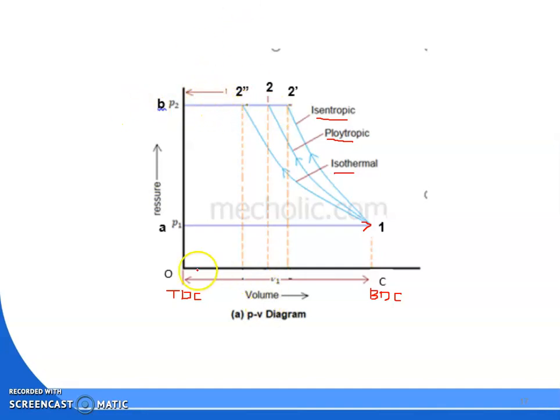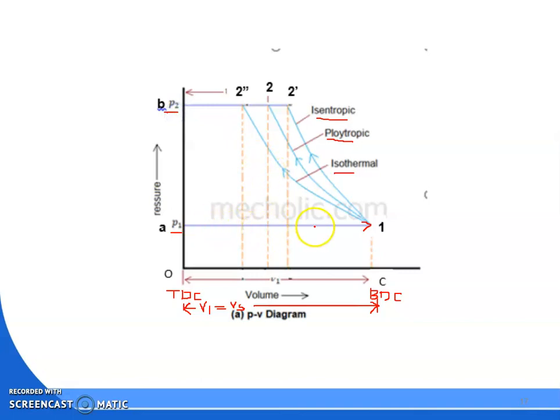So when the piston moves from TDC to BDC, that volume is known as your V1. So you can say V1 is equal to Vs. Okay. So this is your V2, here V2 dash or V2 or V2 double dash. Here the pressure is your P1. So inlet pressure is your P1 and here delivery pressure is your P2.